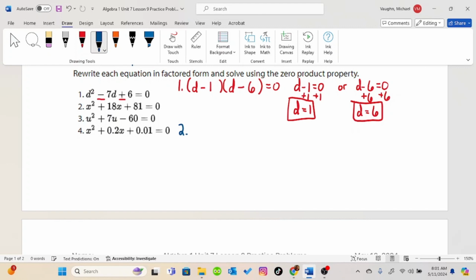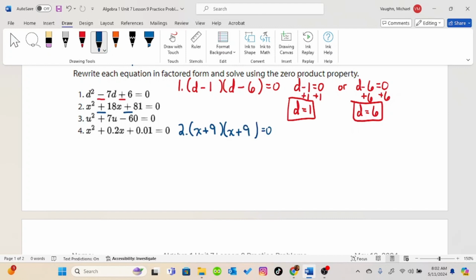Number 2. To get x squared, I know I'm going to need x times x. Looking at the second sign, the plus tells me they're the same, and the first sign being a plus tells me they're both plus. And now I need factors of 81 that add to 18. And that's going to be 9 and 9.